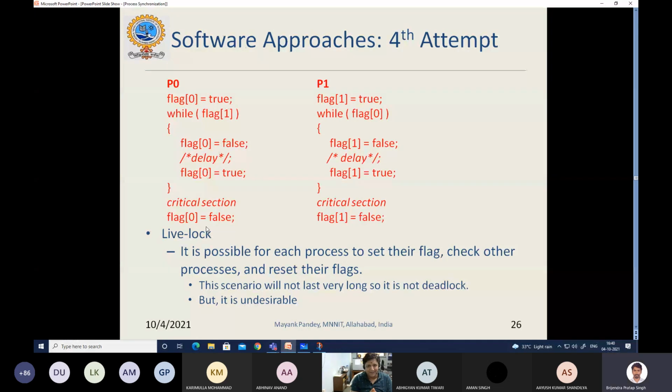Sir, in this the time is not known, but eventually it will break at some point. There is a chance to break the lock. In the previous solution, there was no chance to break the lock. That's why it was deadlock. So even if livelock is there and you can proceed ahead after some time, this scenario is undesirable because you will be eating up the resources unnecessarily. But it's better than that third attempt where it was deadlock.